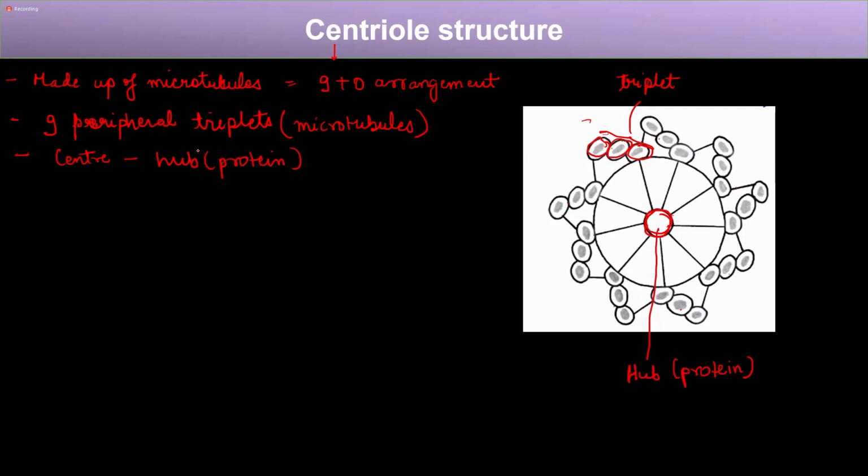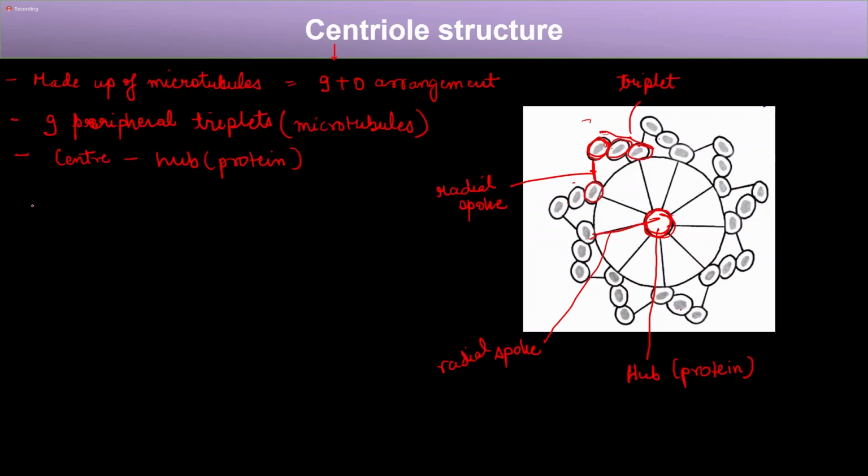We can see that one of the microtubules of one triplet is connected to another microtubule of a second triplet by a structure. And what is this structure called? This structure is called a radial spoke. Similarly, we can also see that these triplets are connected to the hub that is present in the center, and this is also called a radial spoke.